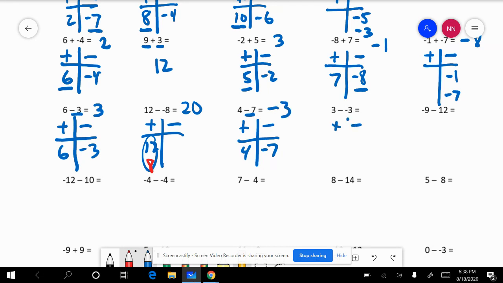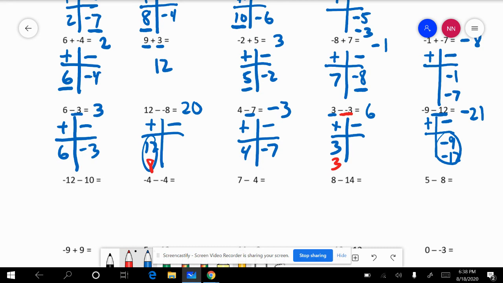For the next one, I have a +3. Remember, when we subtract a negative, a negative times a negative is a positive. So this is a +3. They're on the same side, so I'm going to be adding them, and I get a 6. Looking at this one, I have a -9. Subtracting 12 is the same thing as -12. They're on the same side, so I'm adding them up, and I get negative 21.